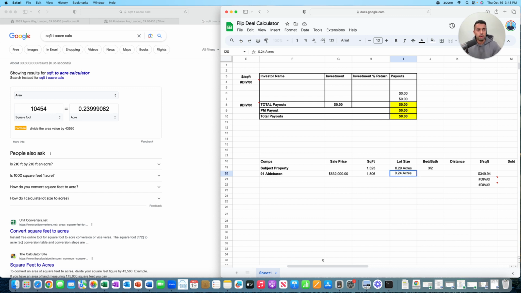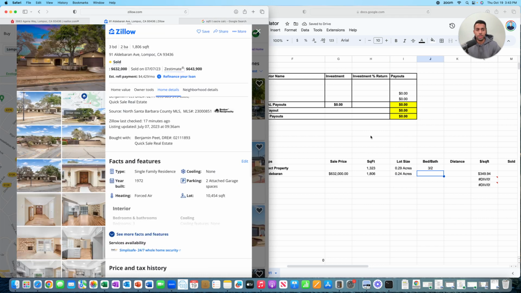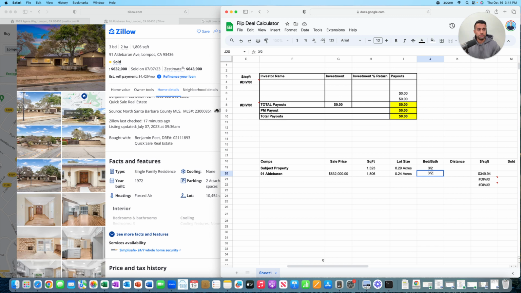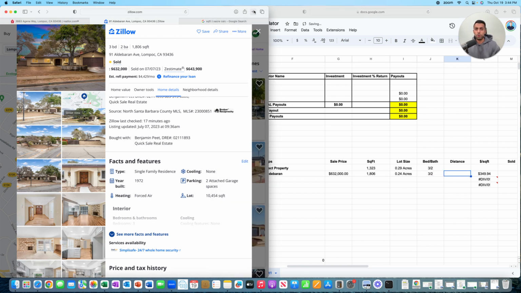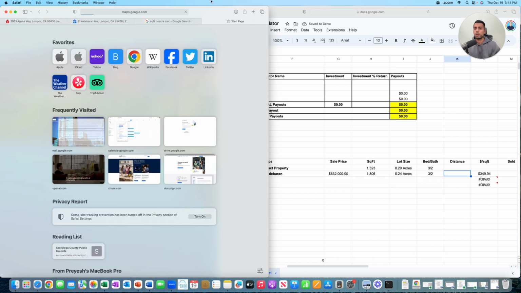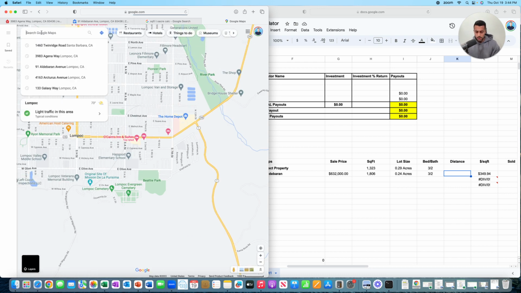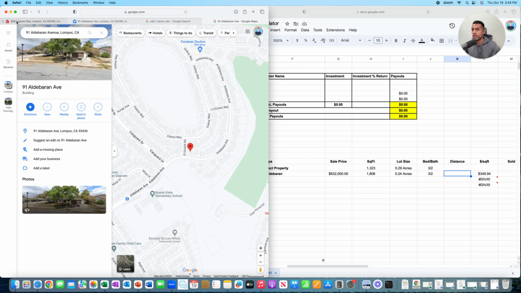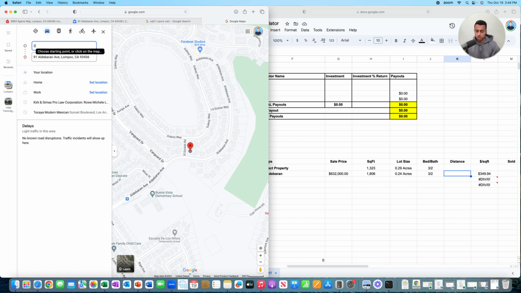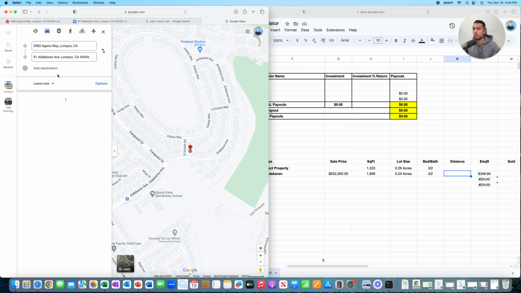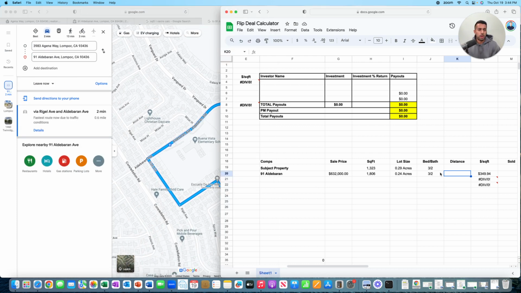So bigger the lot, generally more of a premium, right? Let's see, we're at 3.2 for beds and baths. Distance, let's pull up Google Maps really quick. All right, 91 Aldebaran. And then our subject property is right here, 3983. Cool. So we're 0.6 miles away. That is close enough. If you're within like half a mile to a mile, that's okay. Especially because this is considered the same neighborhood in my hometown.